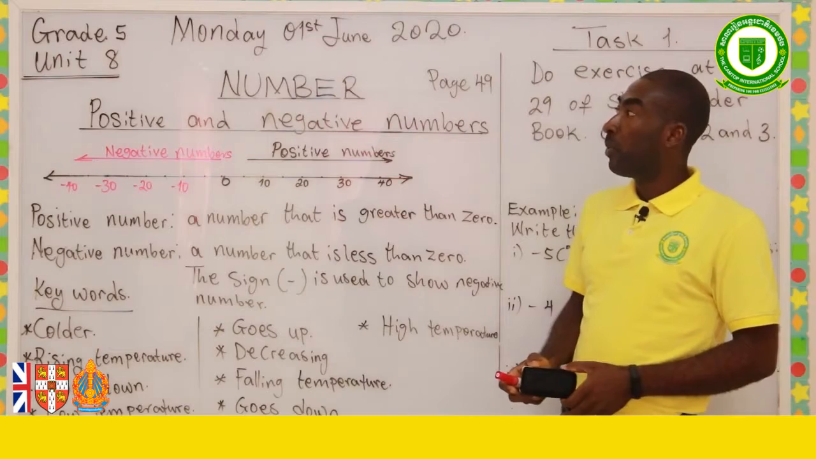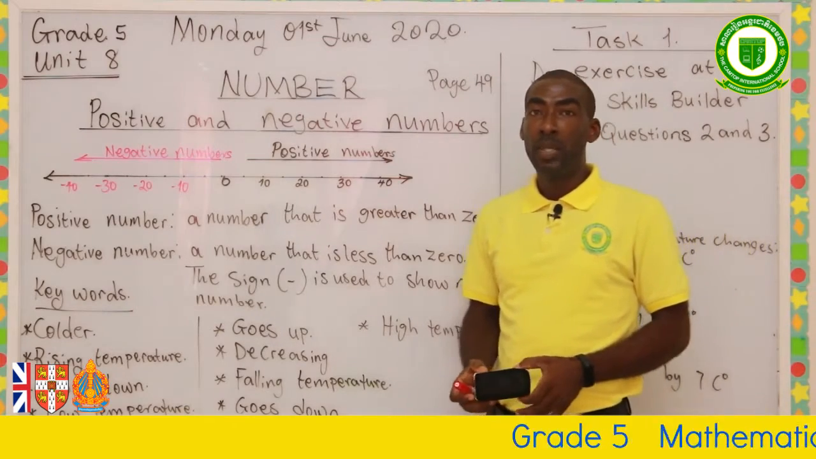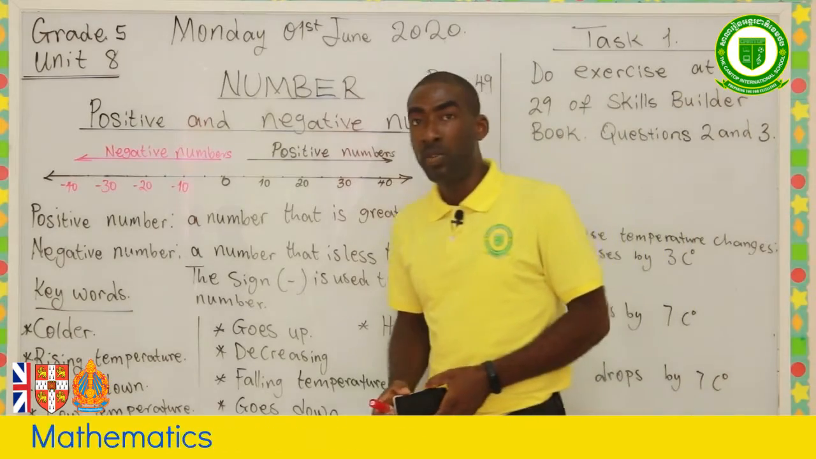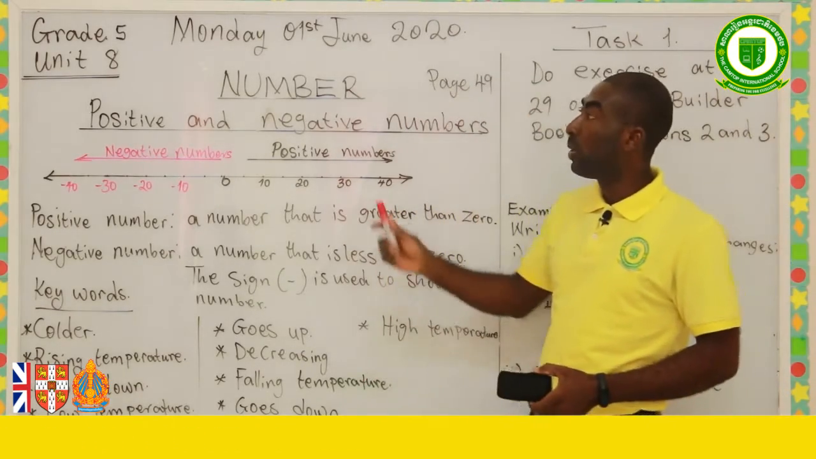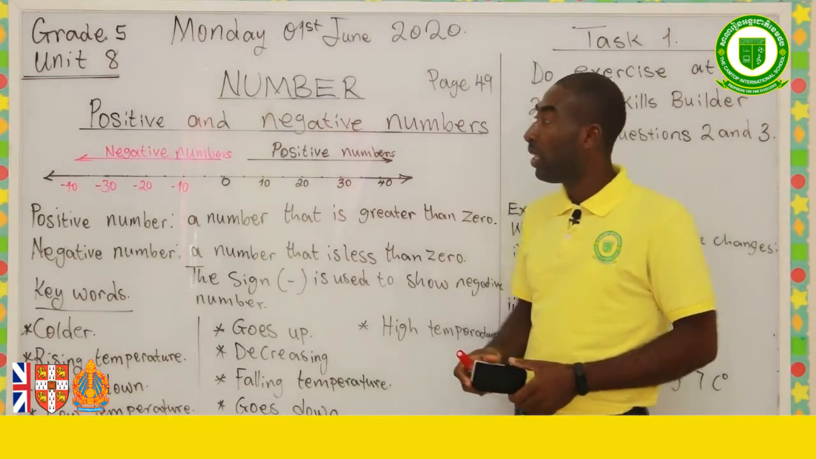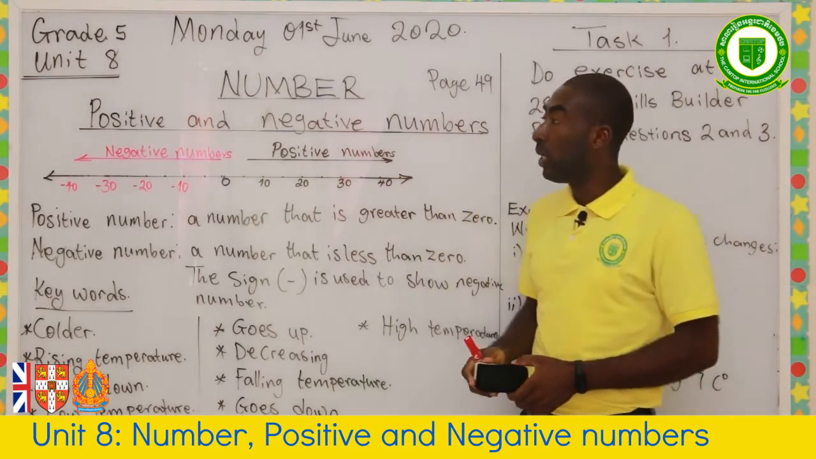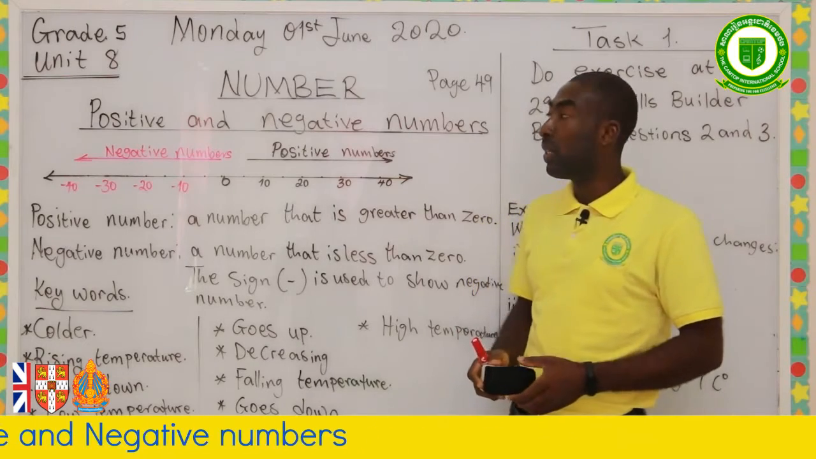Our topic is from Unit 8. We are doing number today. There are so many aspects of numbers that we consider when we are doing maths, but today we are going to deal with positive and negative numbers. And we're going to use our number line to explain how we can identify positive and negative numbers.